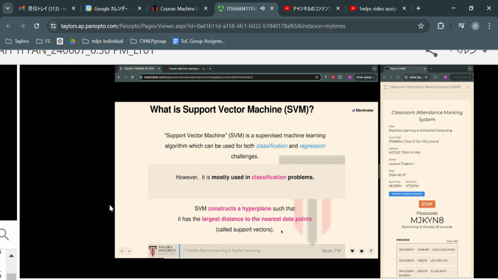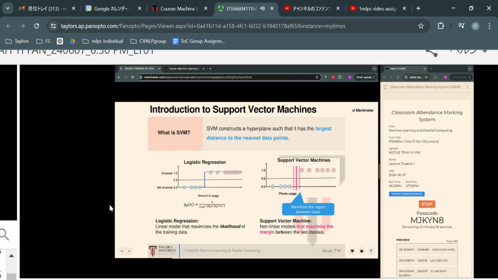We are going to elaborate a little more on how SVM makes a decision to draw these decision boundaries. As an introduction, SVM constructs a hyperplane such that it has the largest distance to the nearest data point. The difference between support vector machine and logistic regression, as we discussed, is that logistic regression makes a decision based on the maximum likelihood of the training data.